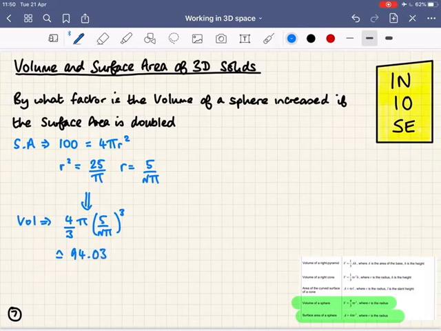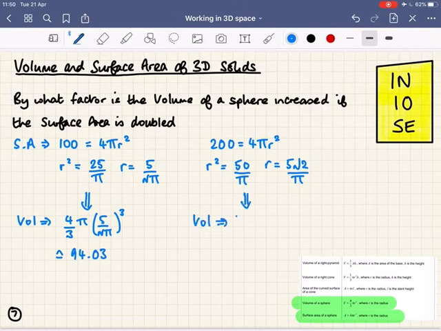Now let's double the surface area. So imagine the surface area was now 200, and that was equal to 4 pi r squared again. That means this time r squared must have been equal to 50 over pi. And that means r must have been equal to the square root of 50 over pi, which is 5 root 2 over root pi. Just doing the same thing, I've made imaginary numbers and just doubled the surface area from 100 to 200 to see what happened to the radius.